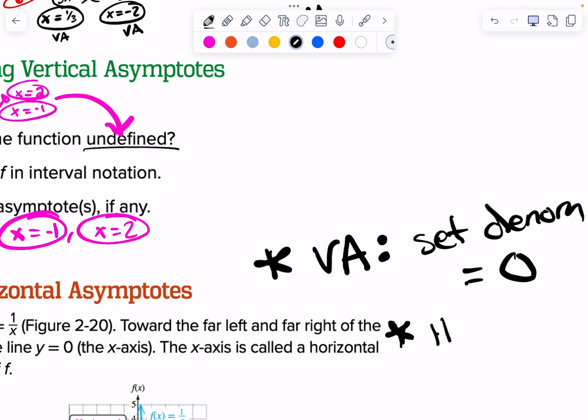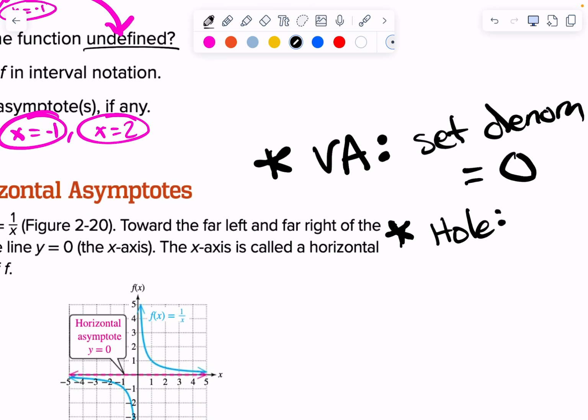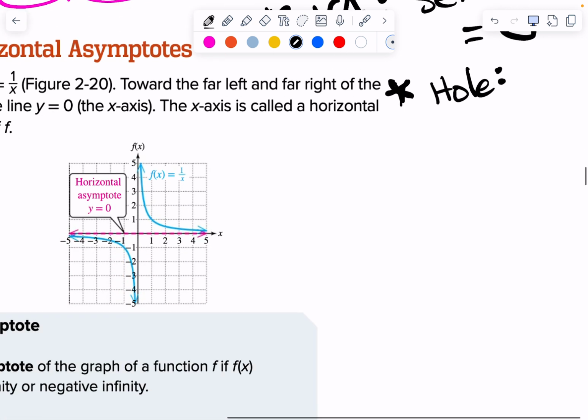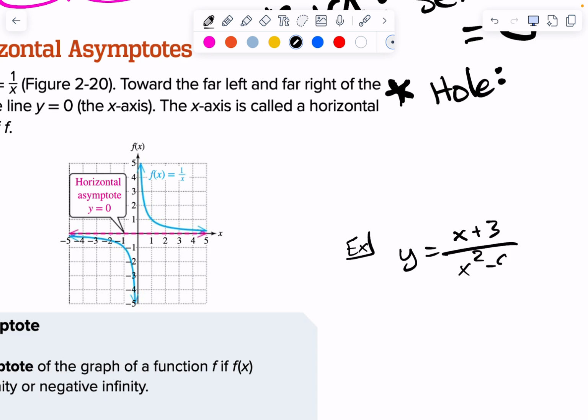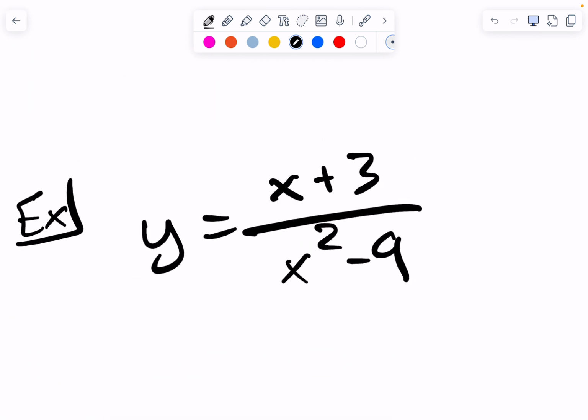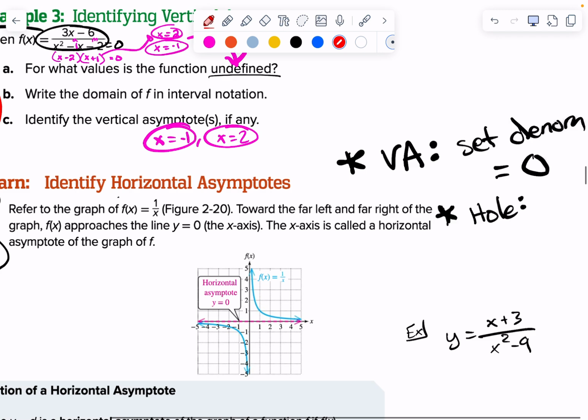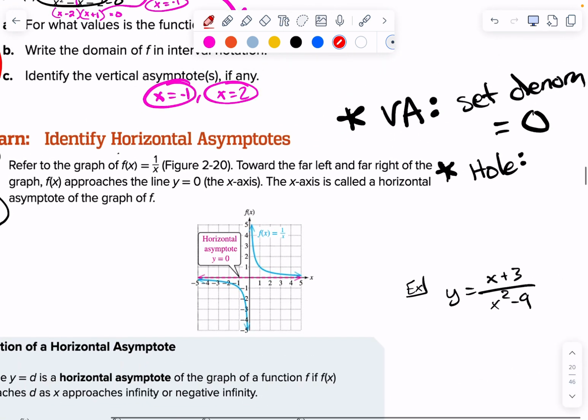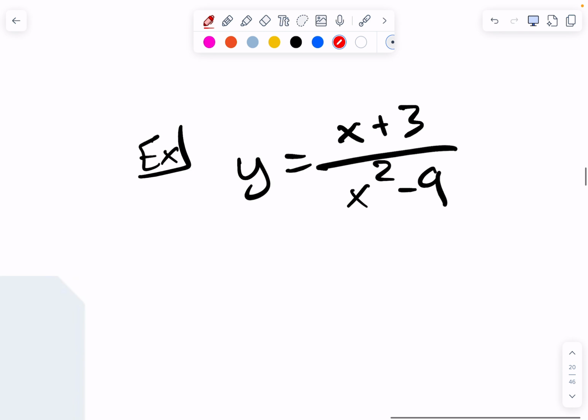Now, sometimes we have holes. And how do you know if it's a hole instead? I'll just do an example down here. Let's say I have y equals x plus 3 over x squared minus 9. If you want to put this example down on the side next to horizontal asymptotes, this is a good example of HAs and VAs, or holes and VAs.